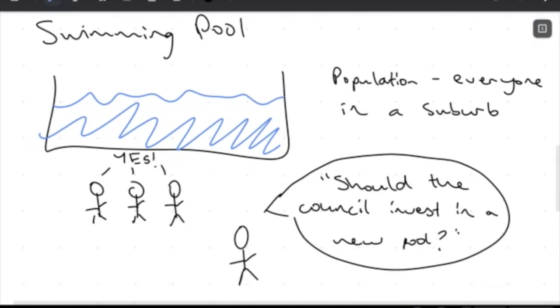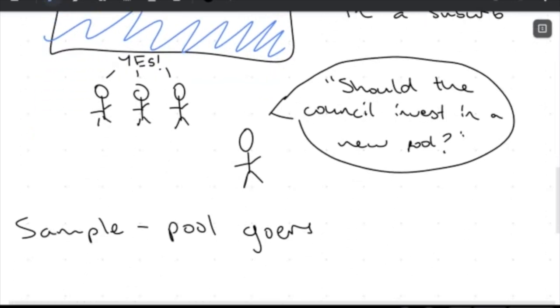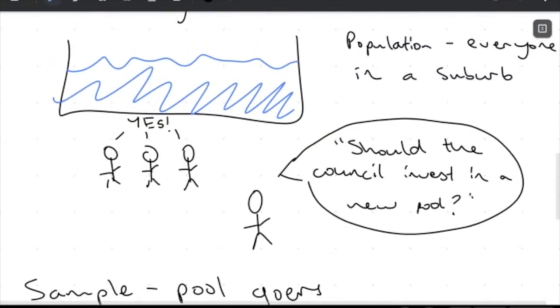Because if you went somewhere other than a swimming pool, then you may get people that say, well, no, the money should go to a library or to fixing the roads. Now, just taking this sample from a certain part of the population is quite flawed. So this can lead to a biased sample. A biased sample which is going to skew the data here.